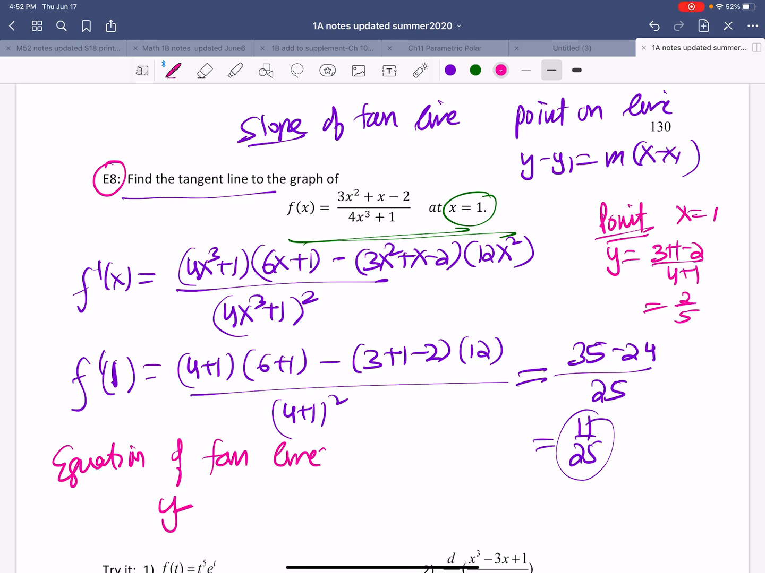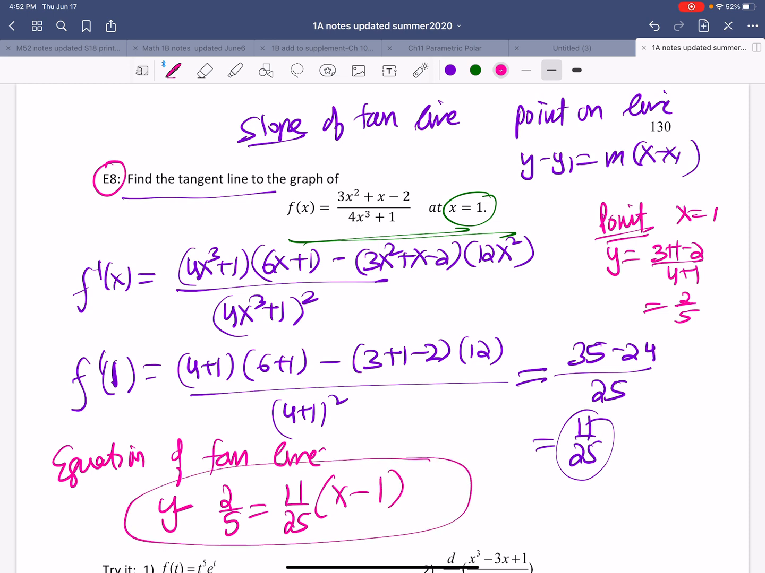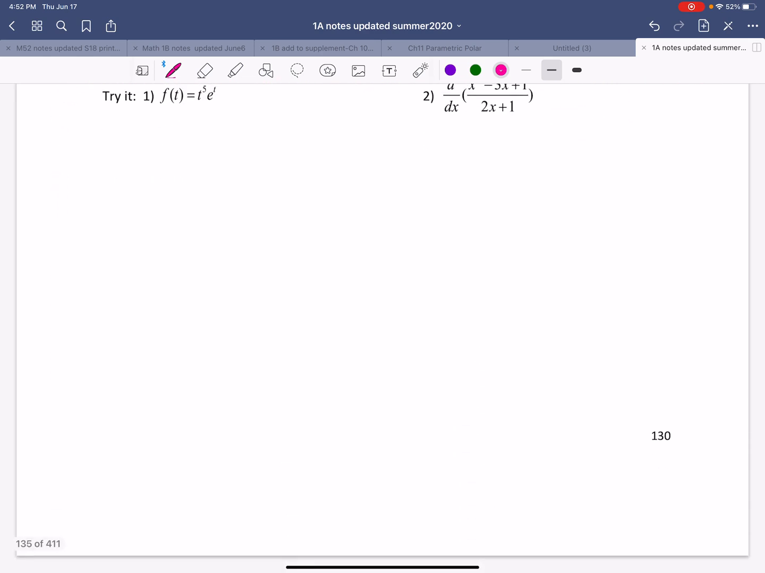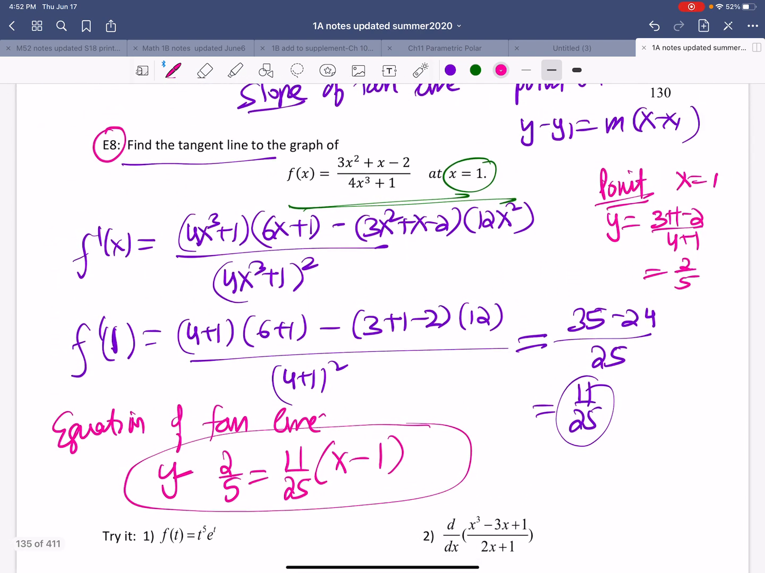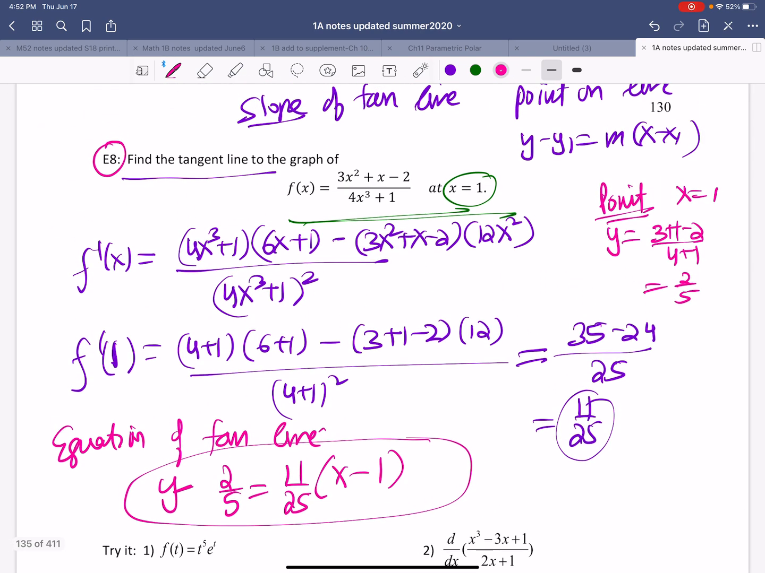y minus y1, and we just found that y1 is 2/5, equals the slope times x minus x1. x1 is 1. And this is the point slope form. If you're being asked to write the slope intercept form, go ahead and isolate the y by itself, and that would be the slope intercept form of the equation of the line. That's the last example for this video. We talked about the quotient rule and the product rule.